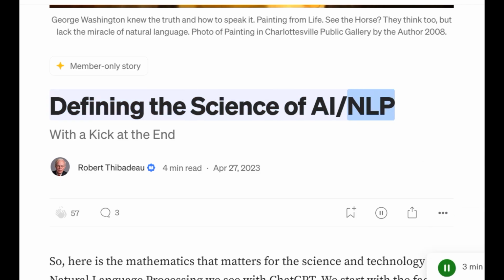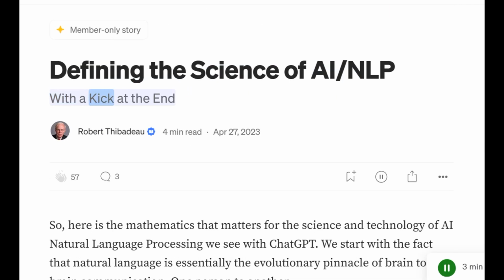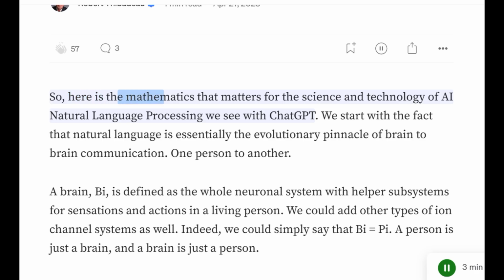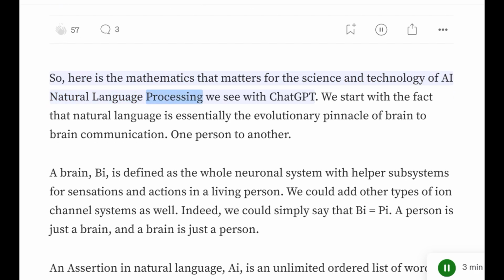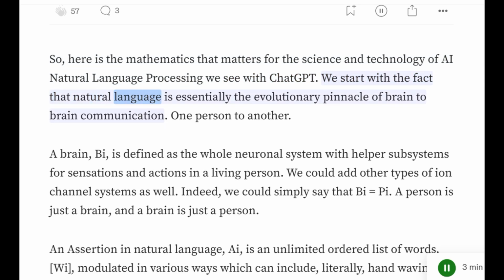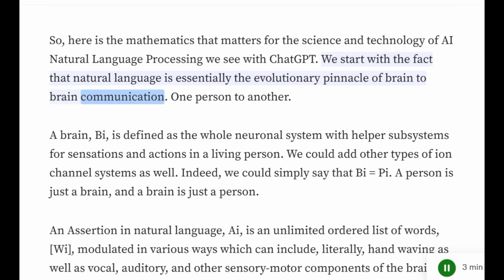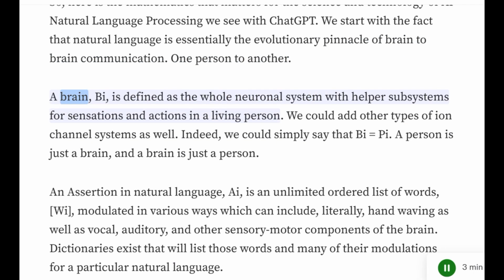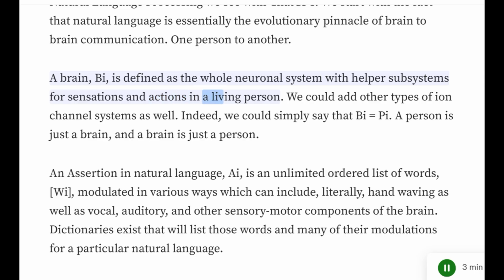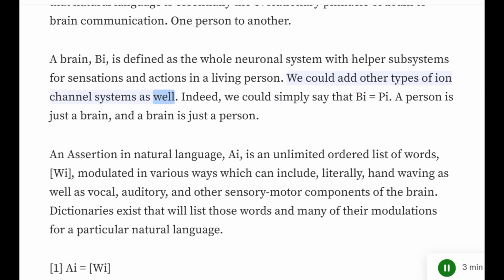Defining the science of AI NLP, with a kick at the end. So, here is the mathematics that matters for the science and technology of AI natural language processing we see with ChatGPT. We start with the fact that natural language is essentially the evolutionary pinnacle of brain-to-brain communication, one person to another. A brain is defined as the whole neuronal system with helper subsystems for sensations and actions in a living person. We could add other types of ion channel systems as well.